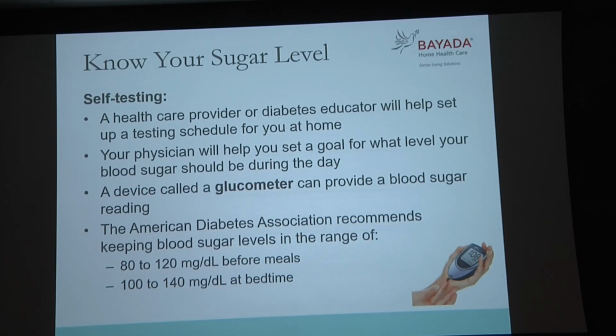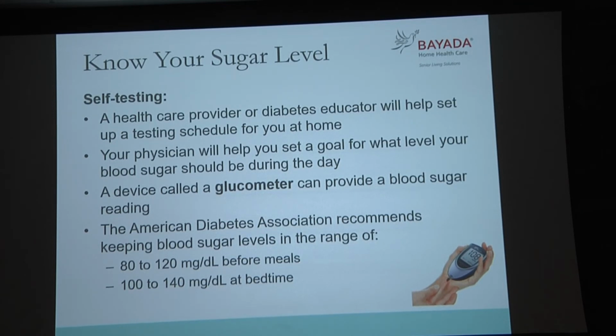They'll help you set a goal for what your level should be during the day, and the glucometer is that machine right there. So it's the finger stick, and I think they have some fancier ones now. I have a family member who has something in his arm and he just waves a device over it and it gives a reading. So it's probably less cumbersome than having to stick your finger every few hours.